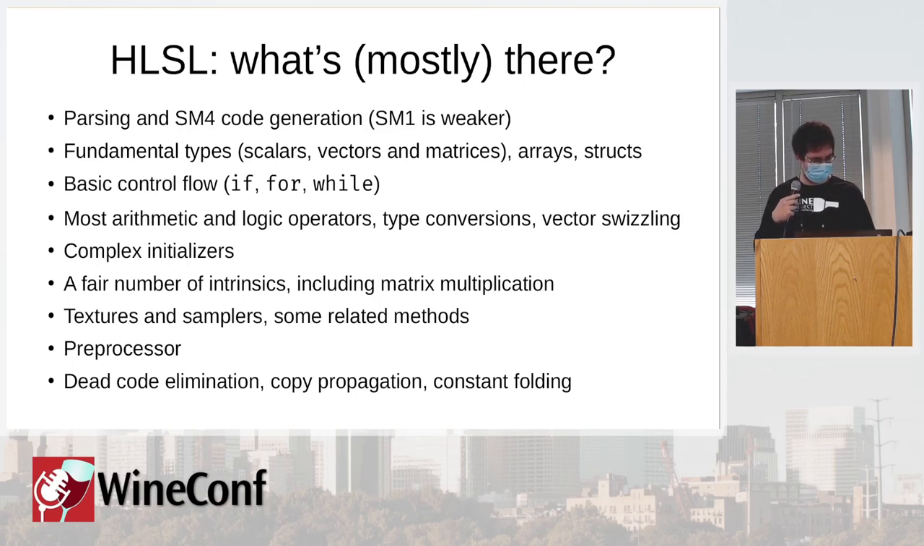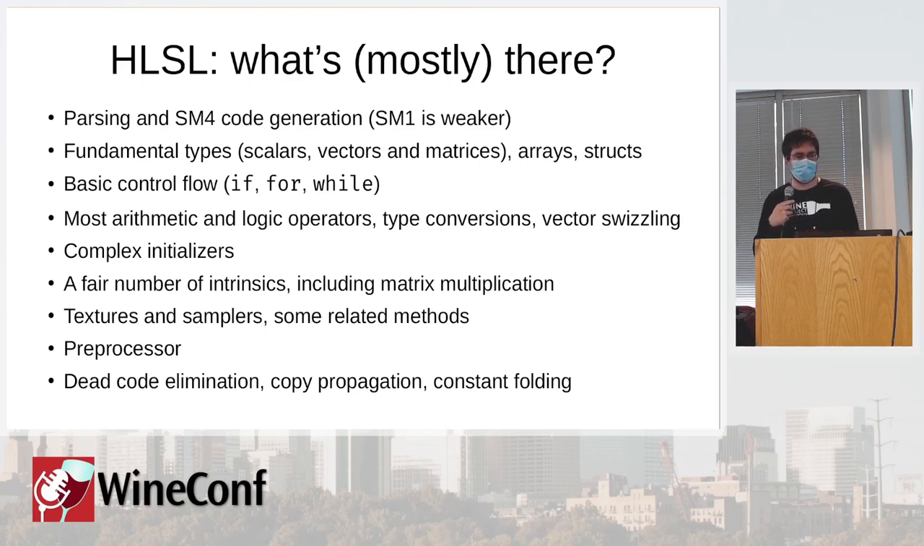So let's conclude by mentioning what the HLSL compiler is currently able to do, and then I'll tell you what is still missing, and that's basically it. So what is here? Well, it's already something. It's able to actually enable a few games. We have a few games that can work with our HLSL shader compiler. It does, of course, parsing and code generation for SM4. In theory, it also does SM1, but it's less complete, although Francisco is working a lot on that. It supports all the fundamental types, like scalars, vectors, matrices, arrays, and structures. This is fairly working. It has basic control flow, so the usual stuff that you know from C.